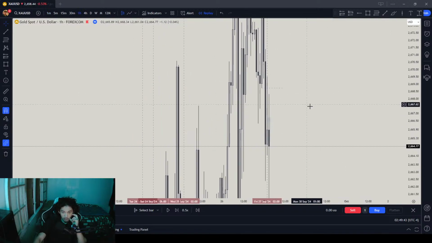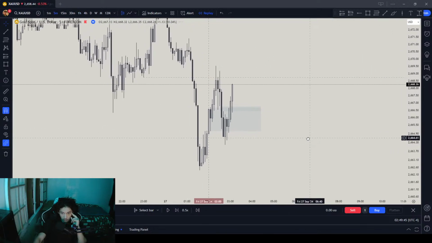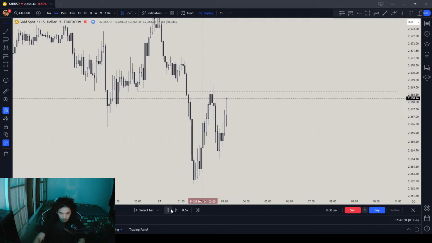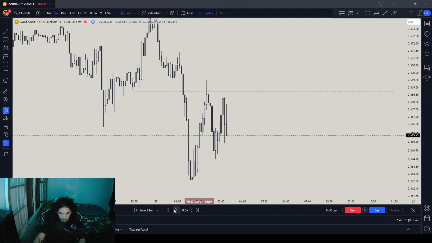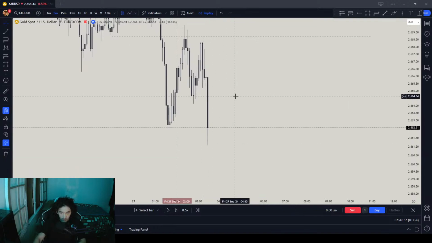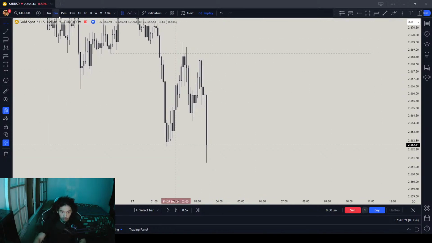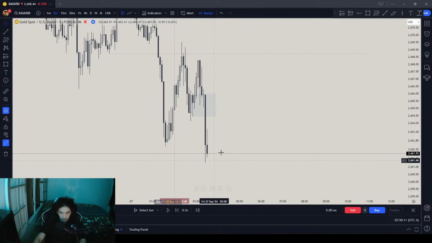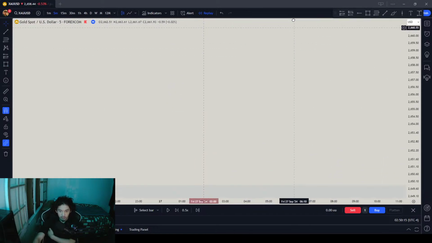So there's no unicorn model. I'm looking for another unicorn model, another short entry here. This unicorn got disrespected, so I'm looking for another one. We got a huge move down here, taking out liquidity. Let's see if this can create a fair value gap. I'm looking to short out of any of these fair value gaps. The draw on liquidity is still down here.